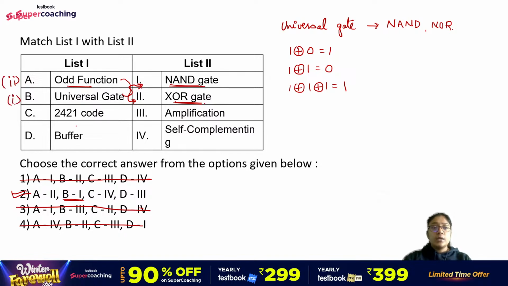2, 4, 2, 1. जब हमने practice questions start किए थे from digital, I took this example 2, 4, 2, 1 and I explained what is a self-complementing code. So 2, 4, 2, 1 is a self-complementing code. So this is 4. Then is the buffer. Buffer is used for amplification. So this is 3.